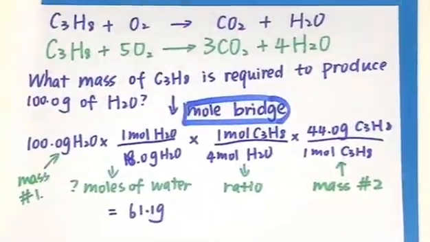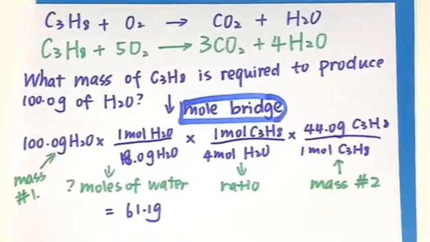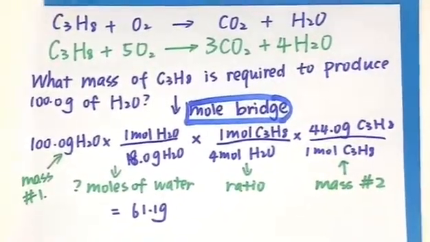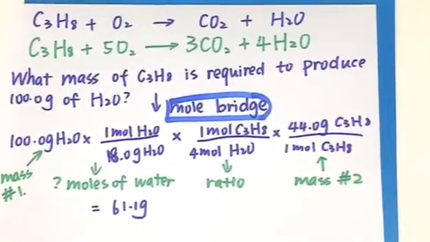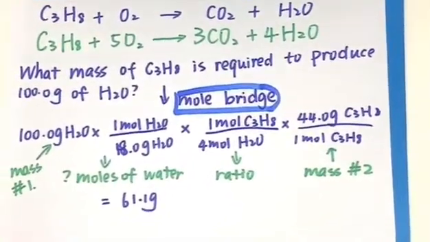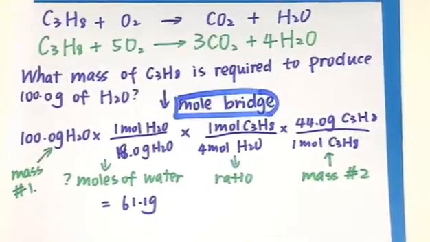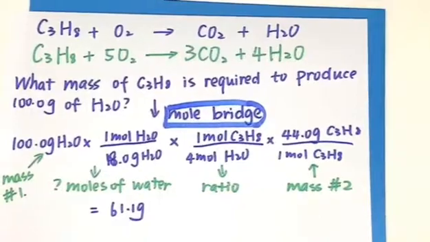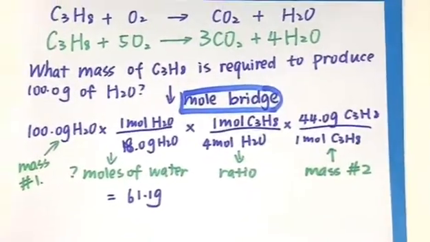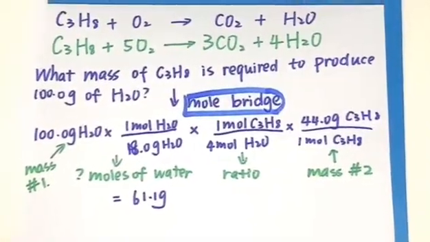Okay, here on the top we've got a skeleton equation, and we need to balance it first. If you don't know how to balance it, you can go back to my last video and I'll show you how to balance a chemical equation. Anyway, we need to know what mass of tricarbon octahydride is required to produce 100 grams of water. In order to solve this problem, we need to use a mole bridge.